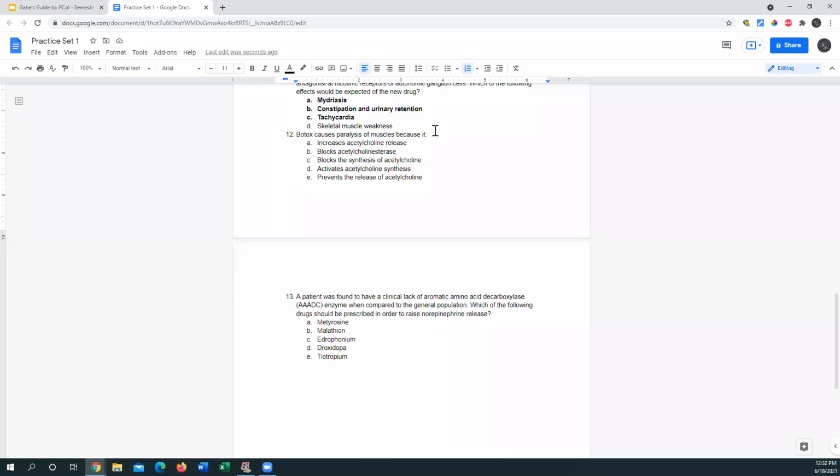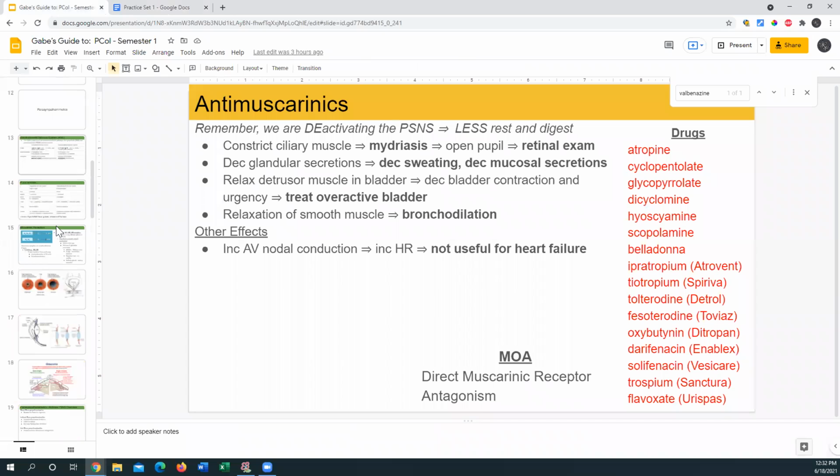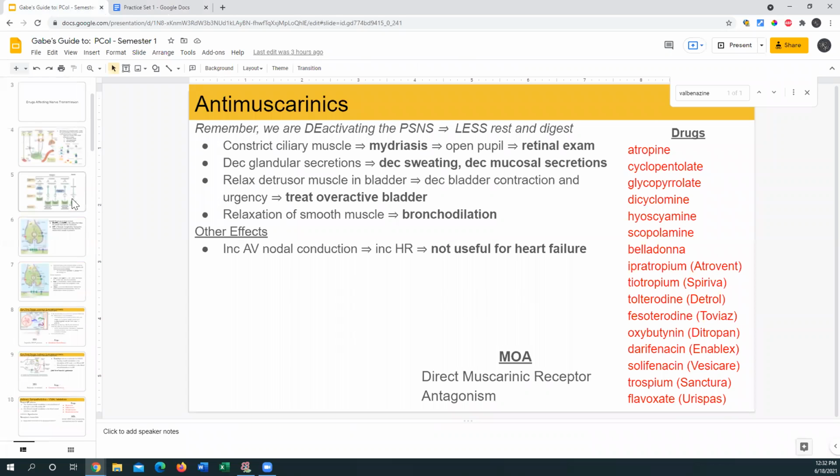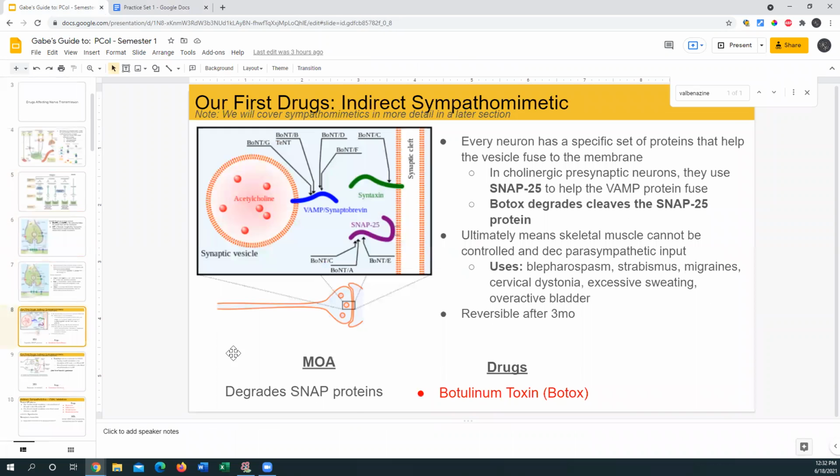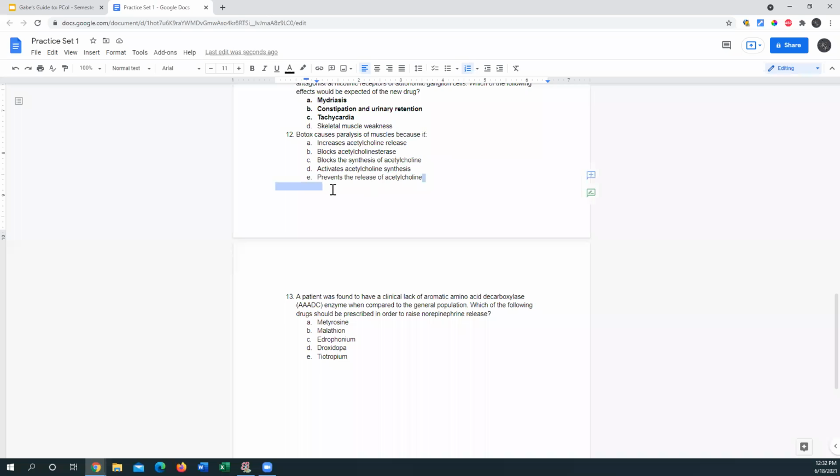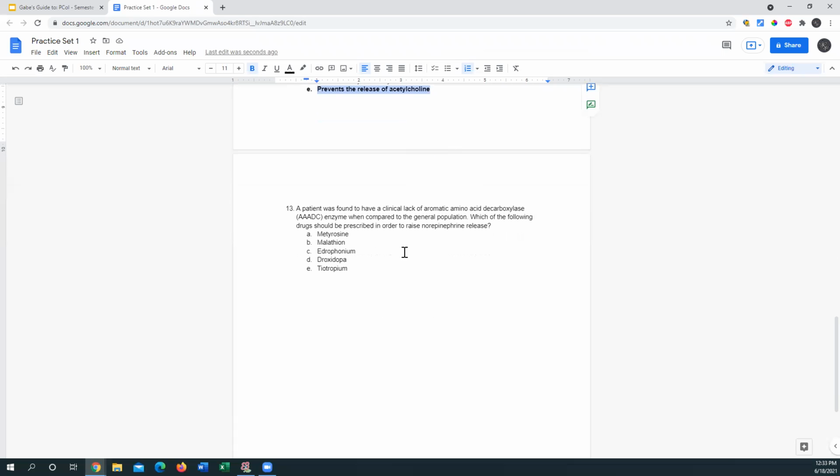Botox causes paralysis of muscles because it does what? Well, Botox, if we remember, affects the VAMPs and SNAPs, which prevents the release of acetylcholine. So we're not going to be increasing the production or the release of acetylcholine, and we're not blocking its breakdown by blocking acetylcholinesterase. We're just preventing it from being released.